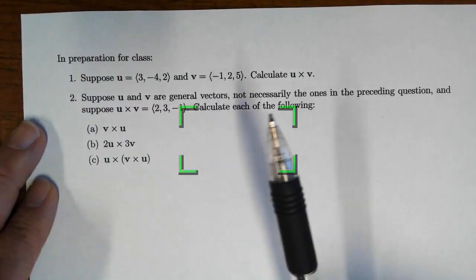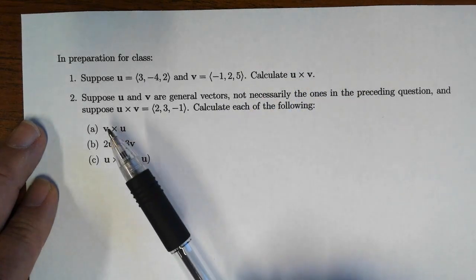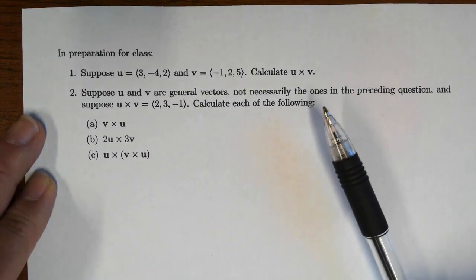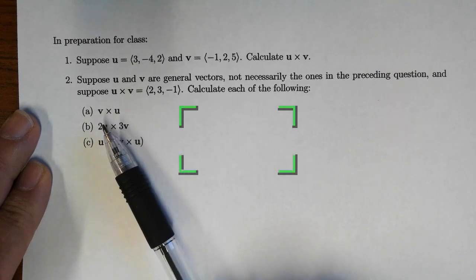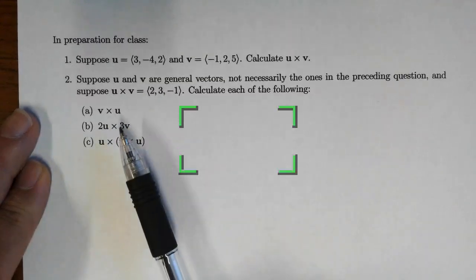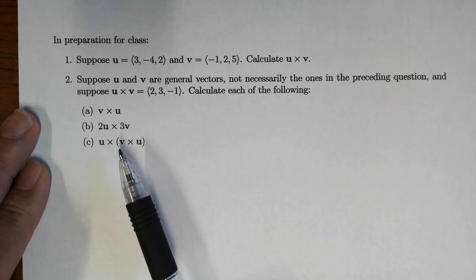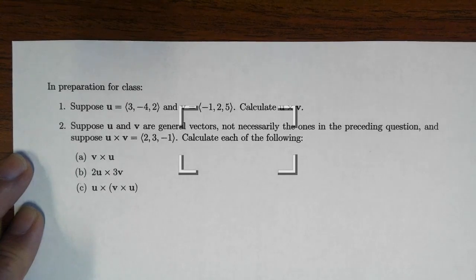Suppose U and V are general vectors, not necessarily the ones in the preceding question, and suppose that the cross product of the two is <2, 3, -1>. Calculate each of the following. Use properties of the cross product. V cross U, 2U cross 3V, U cross V cross U. So see if you can do these in preparation for class.